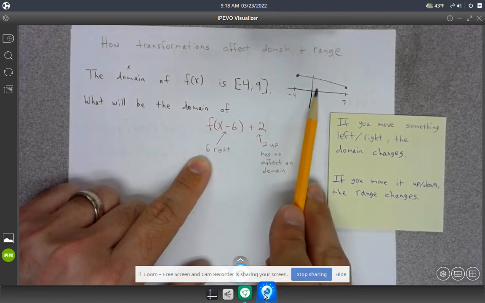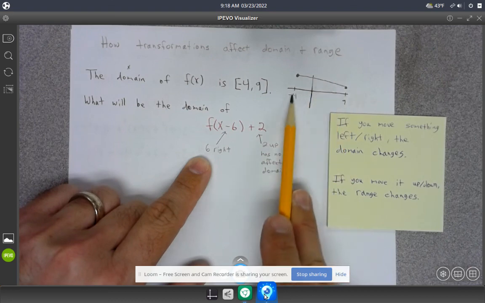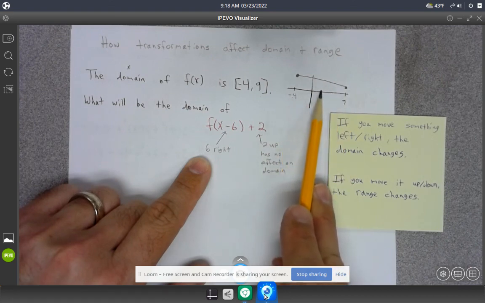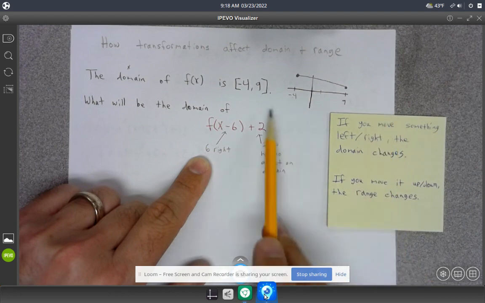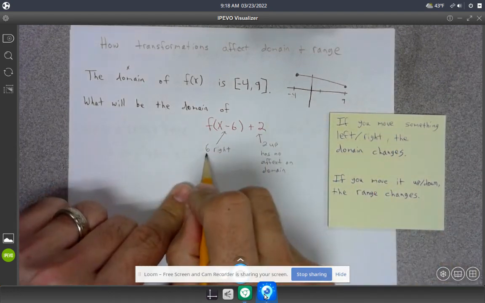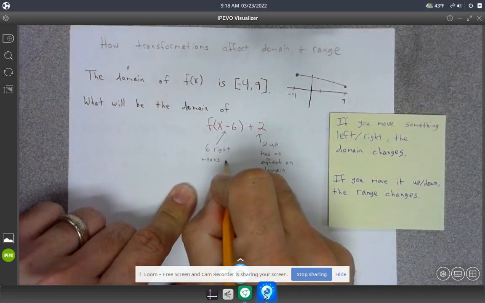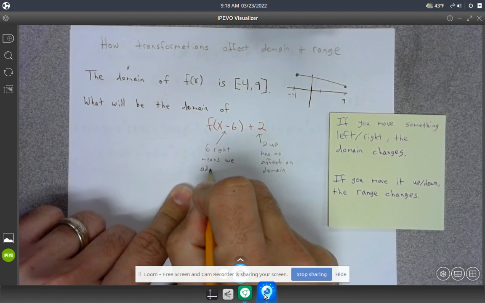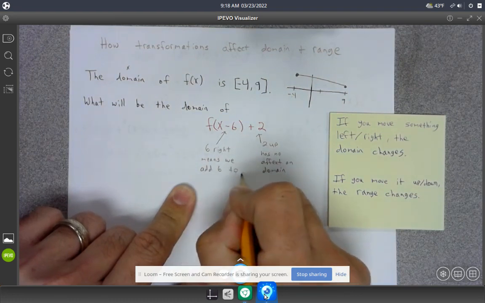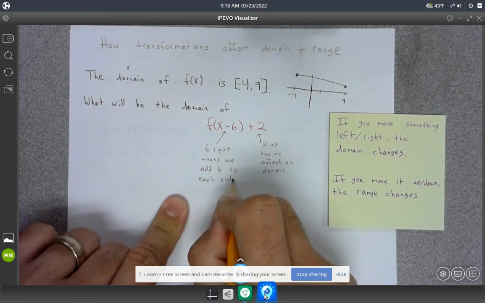All right. Imagine if we take this made up function that I have and move it 6 units to the right. This -4 is going to get moved to the 2, right? And this 9 is going to get moved to the 15. So moving it 6 right means we add 6 to each endpoint of the domain.